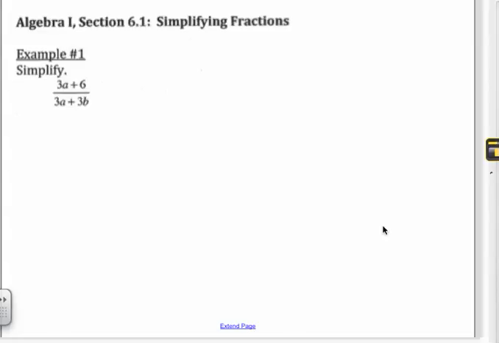So, for instance, let's just take 24 over 32. Now this is a fraction that we're used to looking at. We could easily reduce this. We could either do repeated division, or we could see that 8 is the greatest common factor. But I want us to think about this for a second.